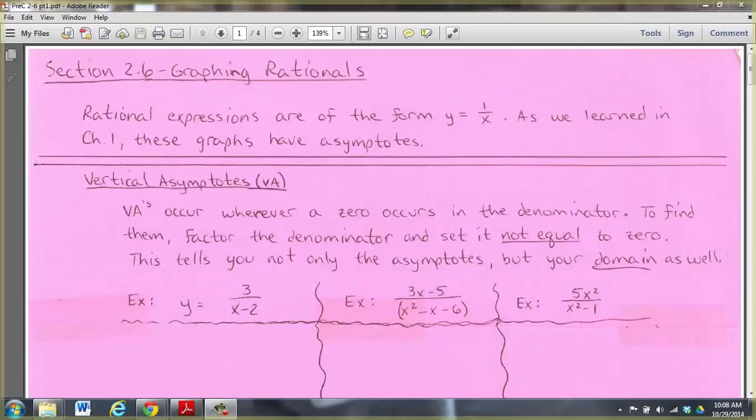So first thing we want to do is figure out where those asymptotes are. And it's a pretty simple process. Wherever the denominator equals 0, that's where a vertical asymptote is, because you can't have a 0 in the denominator. So the process of finding it is taking the denominator and set it not equal to 0. That's going to tell you where your vertical asymptote is, and that's also going to tell you what your domain is.